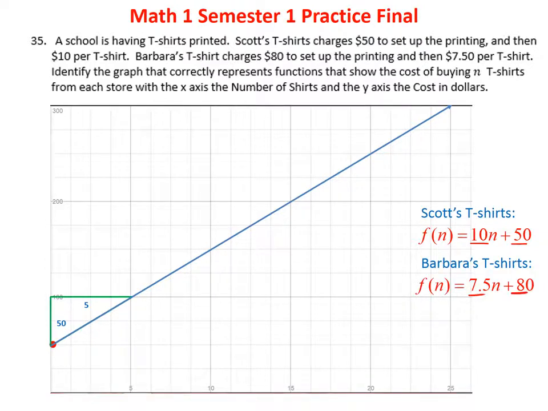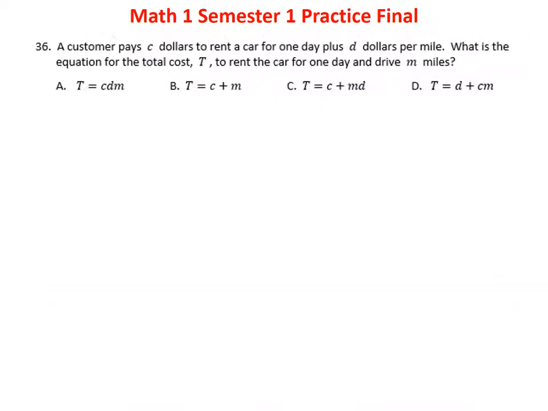Barbara charges 80, but then only 7.5 for t-shirts. So she's going to start higher at 80, then her slope will not be as much. And okay.